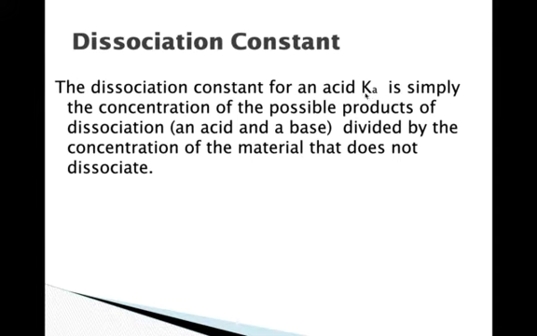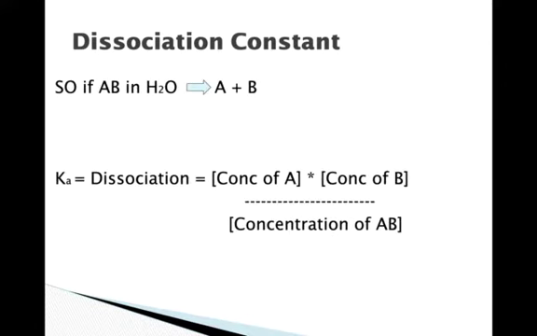So the dissociation constant K for an acid A is the concentration of the possible products of dissociation, so the ions it could split into, divided by the concentration of the material that does not dissociate. So to give you an example, if we had the compound AB dissociating in water to make A and B ions, then our dissociation constant would be the concentration of the A ions times the concentration of the B ions, so our products, over the concentration of the compound reactants.